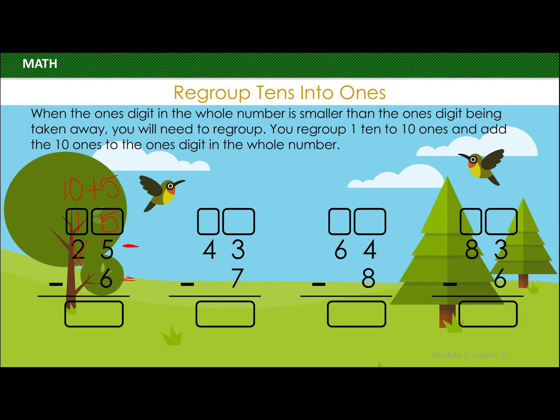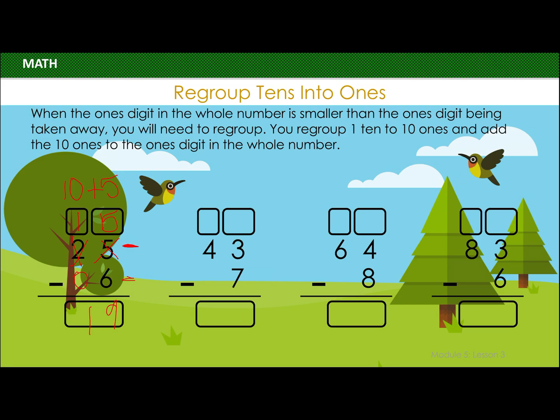So we're now taking away 6 from 15, and when we do 15 minus 6, we get 9. And we do 1 minus 0 because there are no ones to take away from. So 1 minus 0 is 1, so our answer is 19.